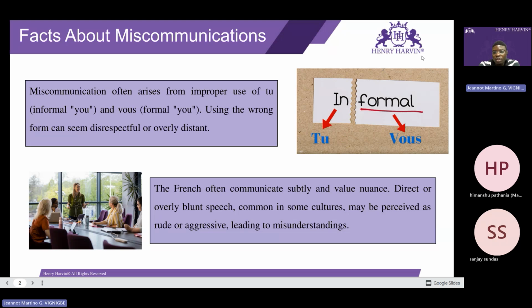The French often communicate subtly and value nuance. So direct or overly blunt speech, common in some cultures, may be perceived as rude and aggressive, leading to miscommunication or misunderstanding.